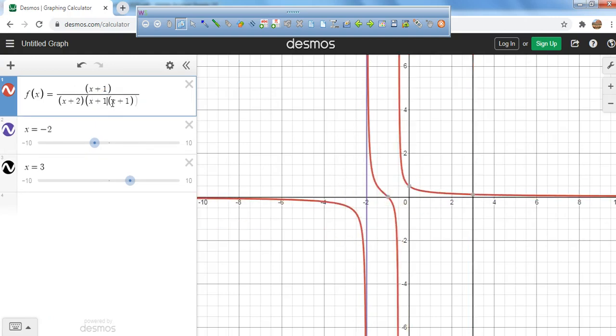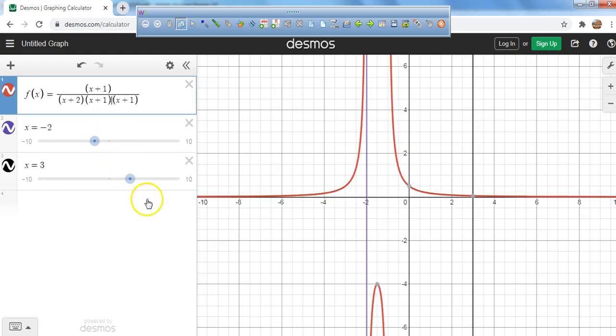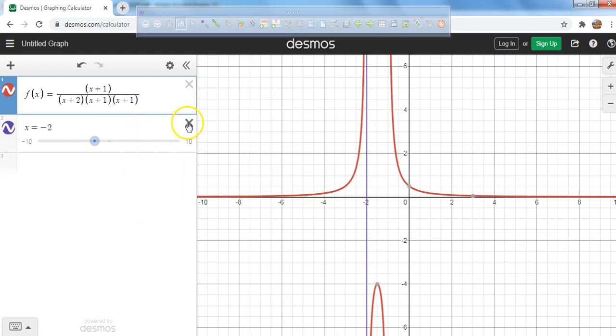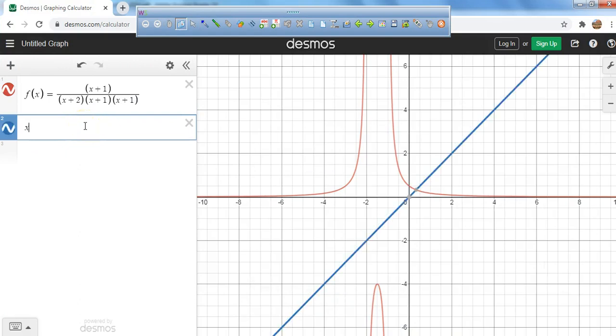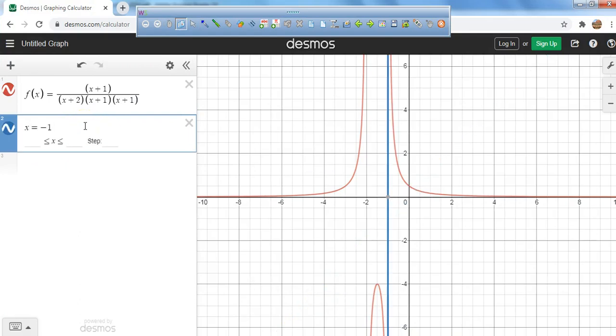Well, what happens if we happen to have x plus 1 twice? Like we have x plus 1 twice. All right, let's check this out. Now, would you agree that right here, these would cancel each other out. But wait a second, you have one left. So do you have a hole or removable discontinuity, or do you have a vertical asymptote? Well, let's check. If we have a vertical asymptote, we should see it, x equals negative 1.